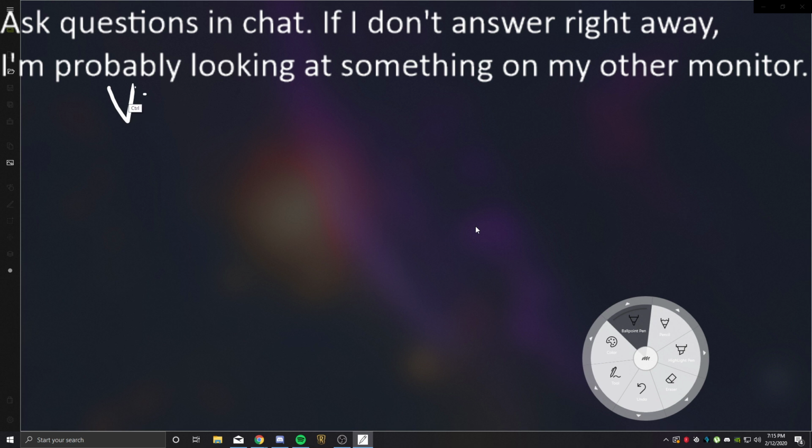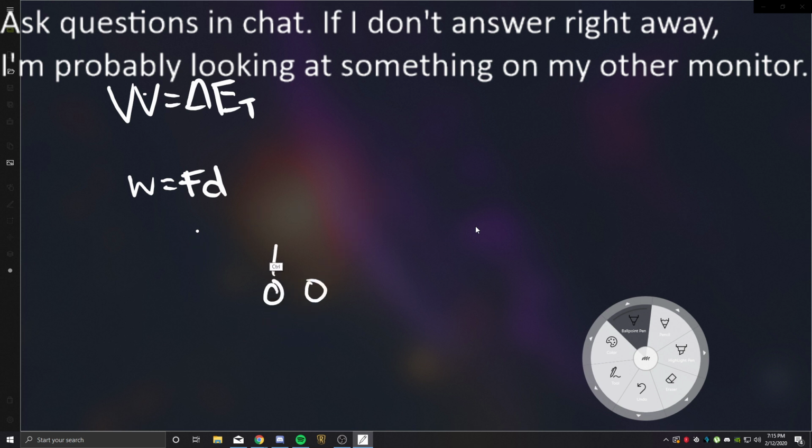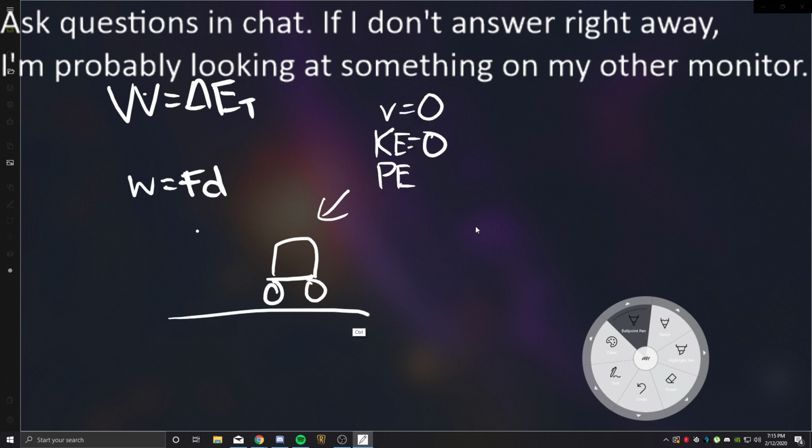And again, going back to work equals delta ET. Work is force times distance. So if I apply a force and move it a distance, I'm doing work on it. Let's say, for example, this cart has a kinetic energy of 0 because it's not moving. And let's say it's on the ground, so my potential energy is 0 as well. So my total energy of the system right now is 0.